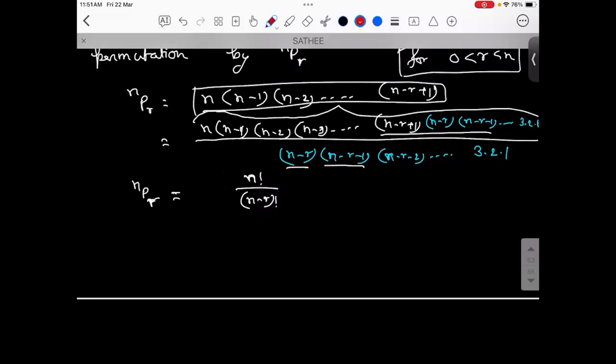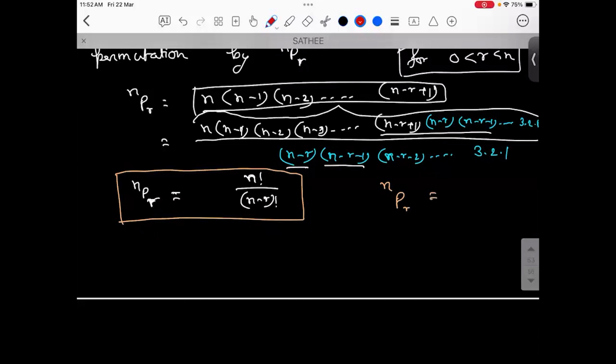nPr is a form of factorial. So how do we write this? Whenever we need to find the possible permutations where r elements are chosen among the n elements, that will be of the form n factorial divided by (n minus r) factorial.